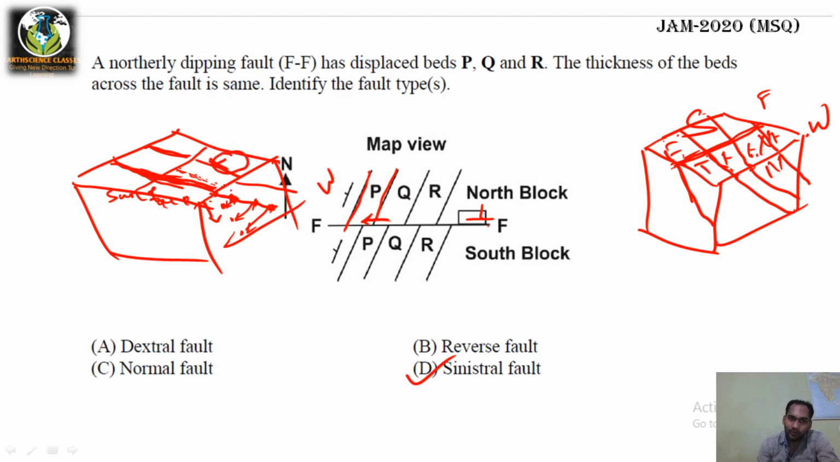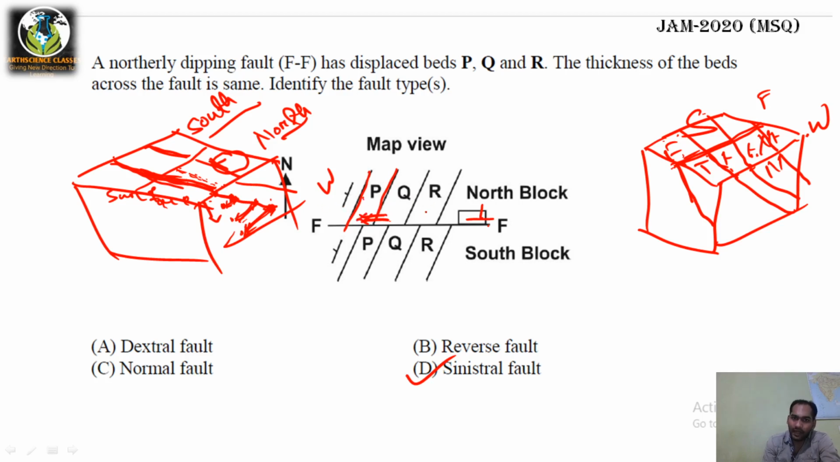As you move down, this is the north block and this is the south block. As we move down in the north block, you can see the displacement, or the separation of the contact. These are moving towards the deep direction. You can see the contacts are displaced towards the deep direction.